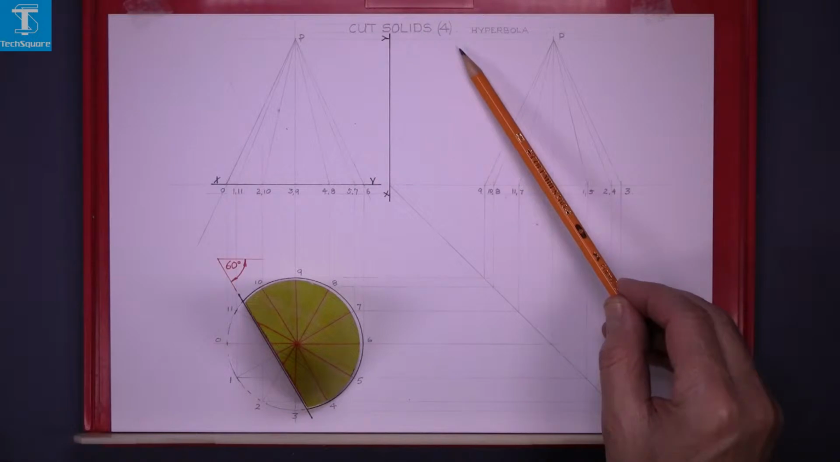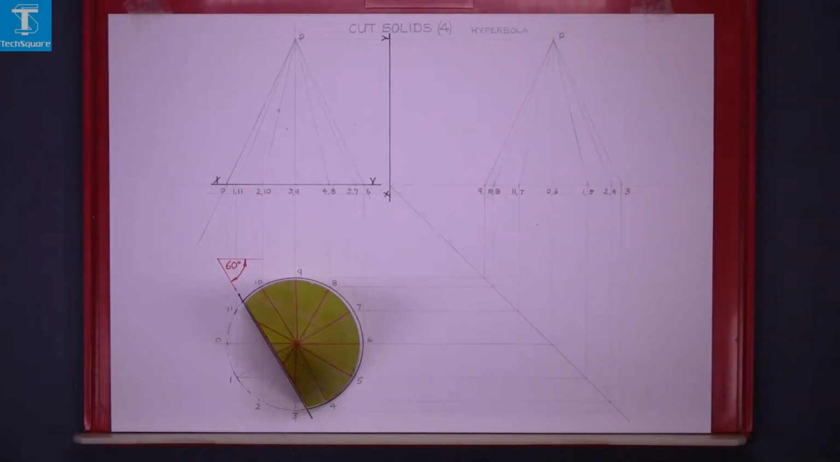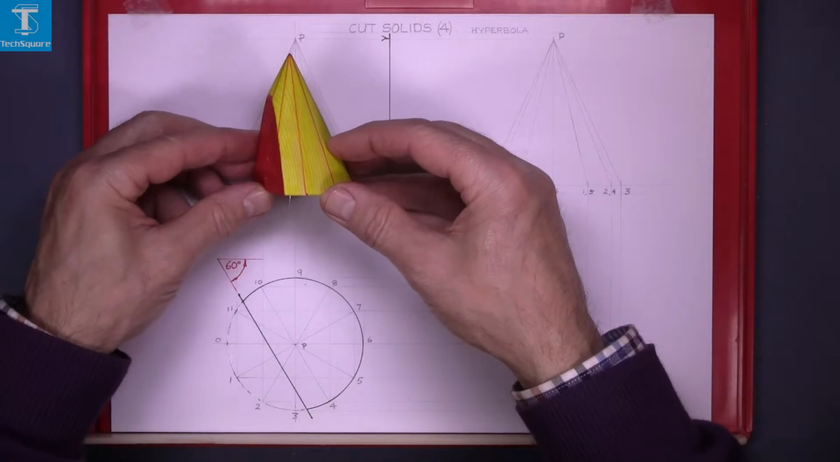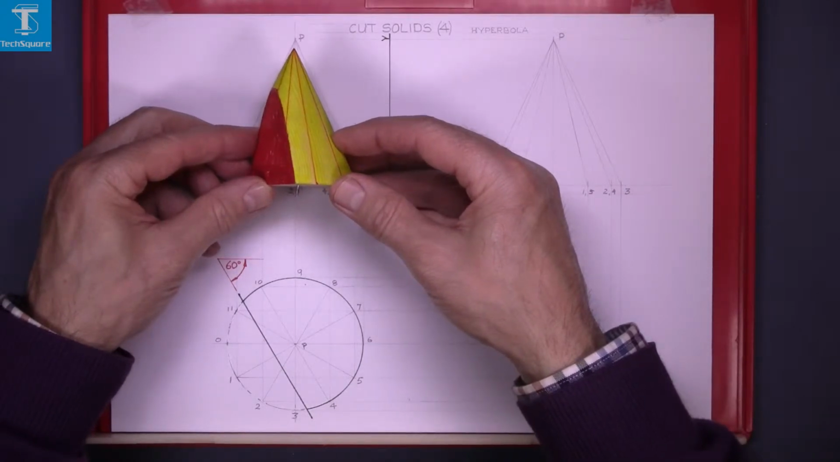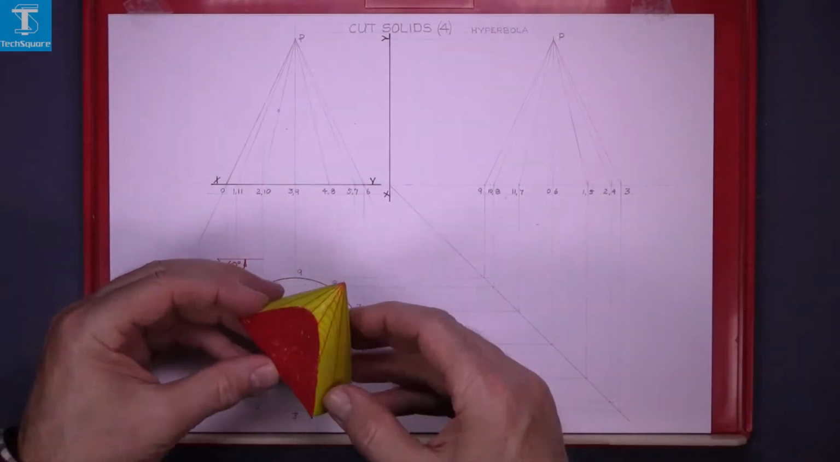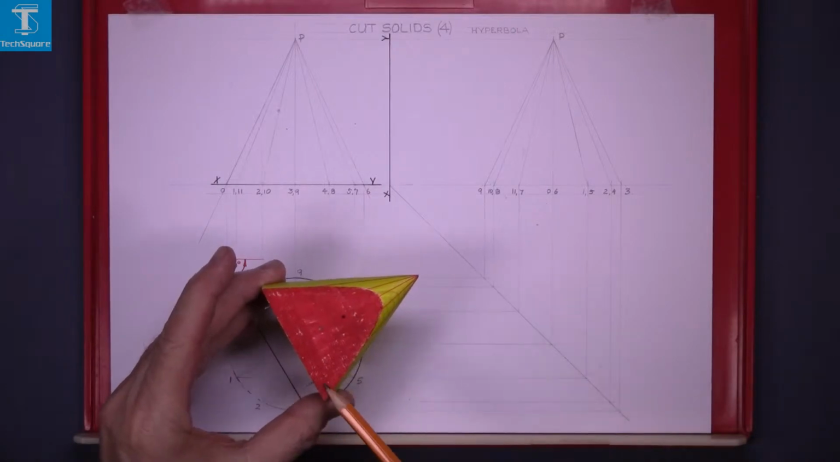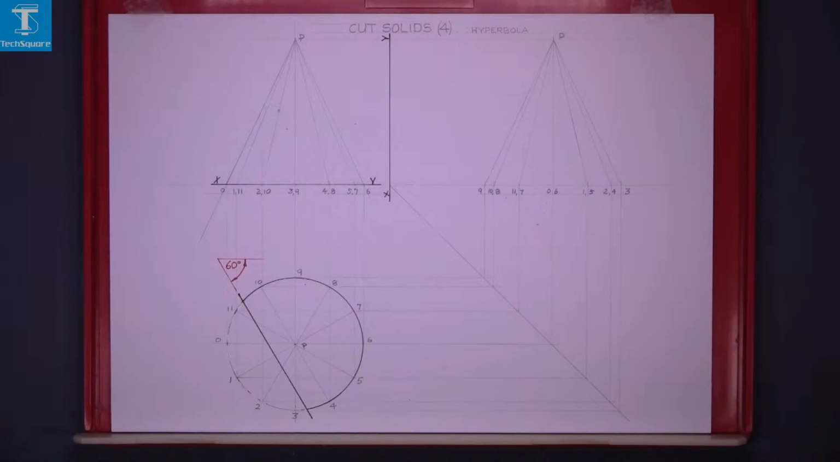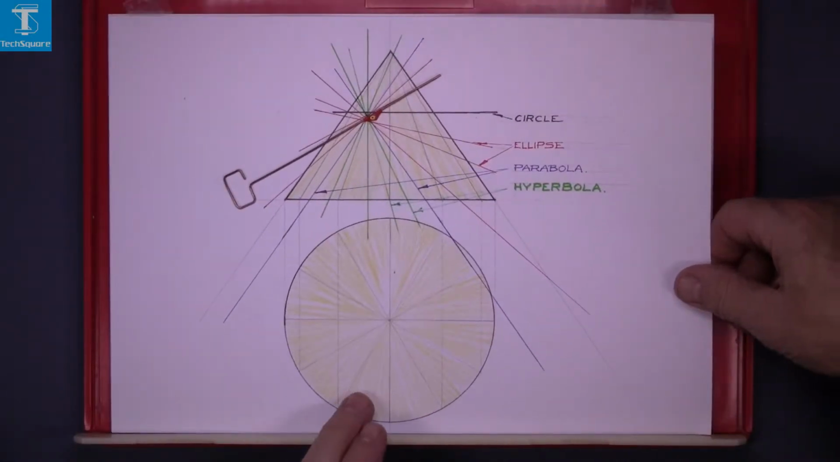Cut solids 4, hyperbola. We're given the cone here with a slice cut of it. In elevation, that's what that will look like there. This cut here is what's known as a hyperbola. I just want to show you what a hyperbola is.